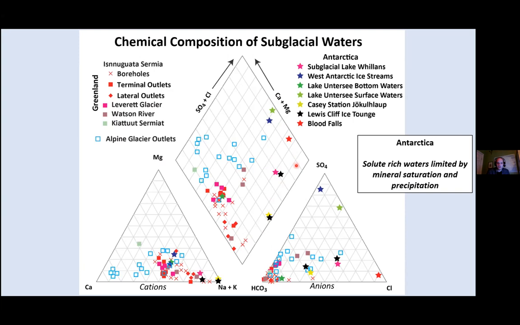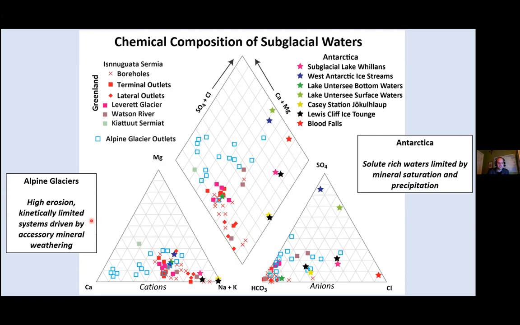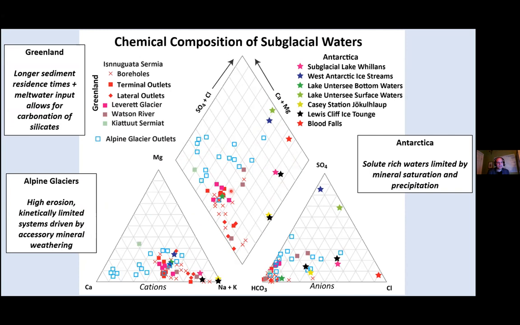The Alpine glaciers, this is the kinetically limited system, so you have all these reactive surface minerals driving the chemistry, tend to be rich in sulfur and in calcium, so they end up over here. And Greenland, which has the carbonation weathering of silicates, ends up here, where you have some silicate composition that's between sodium and calcium, and potassium too. And then everything is, for the most part, strongly rich in bicarbonate.